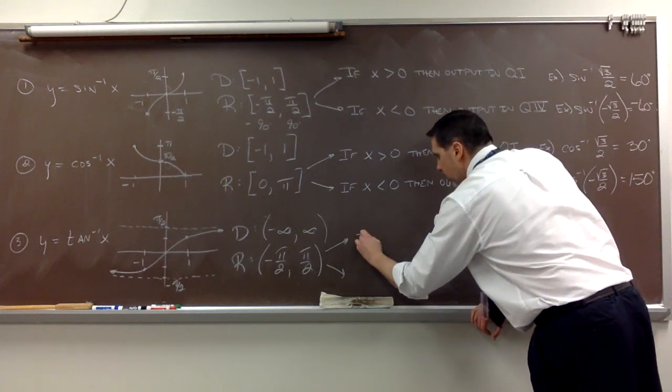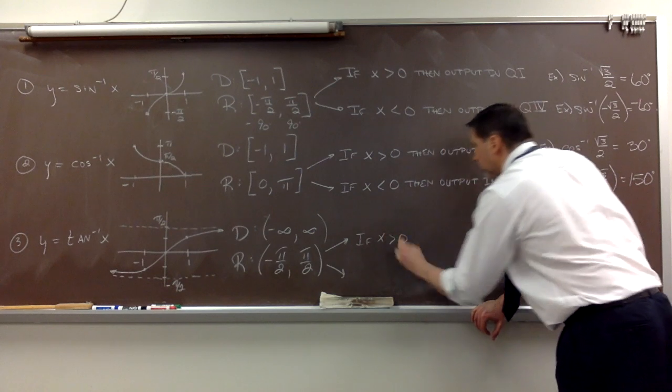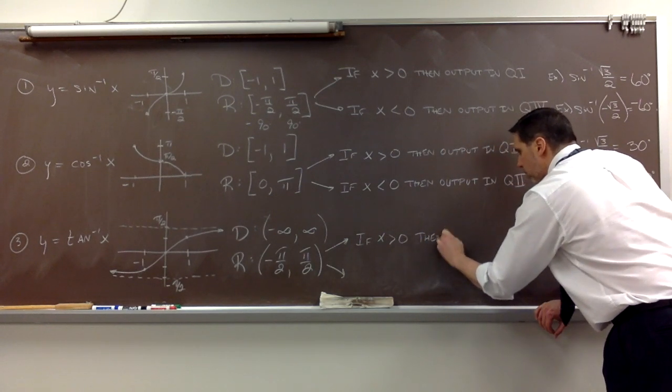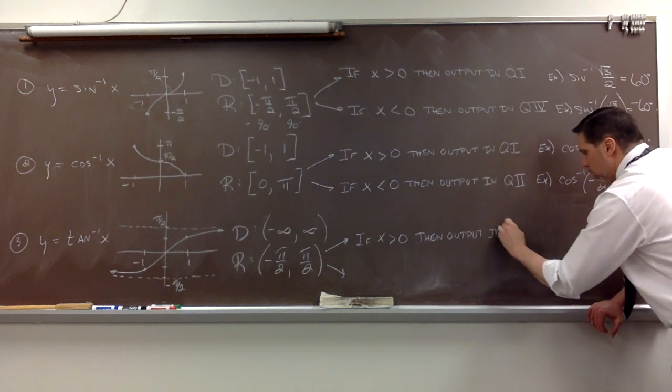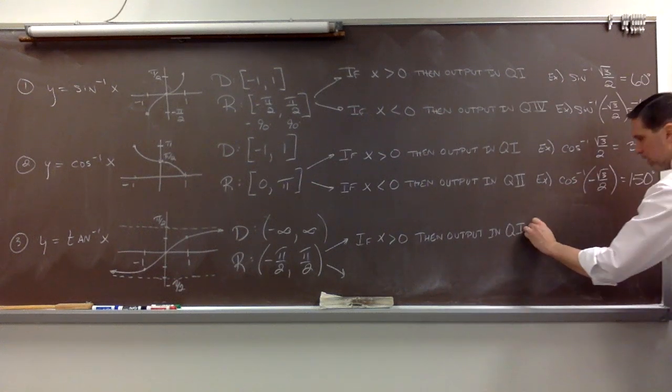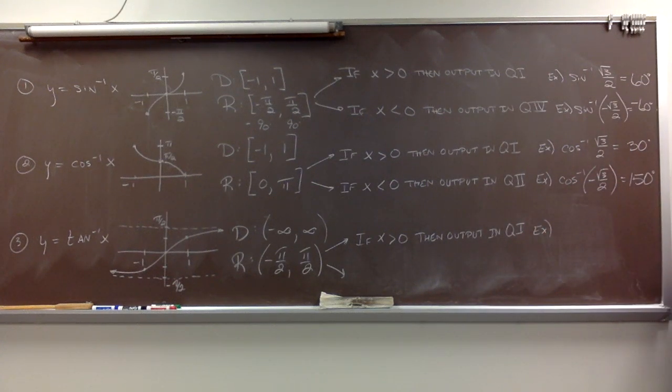So we'll say if your x is greater than 0, then your output will be in Q1. In other words, you won't see tangent inverse of square root of 3 over 2. I mean, we could do that, but it's not going to be a pretty answer. So we're only interested in the ones that are going to give us a nice looking answer here. So I will say, what is tan inverse of, say, the square root of 3? Well, the tangent inverse of the square root of 3 is actually going to be 60 degrees. Okay? And you can see that on your calculator.